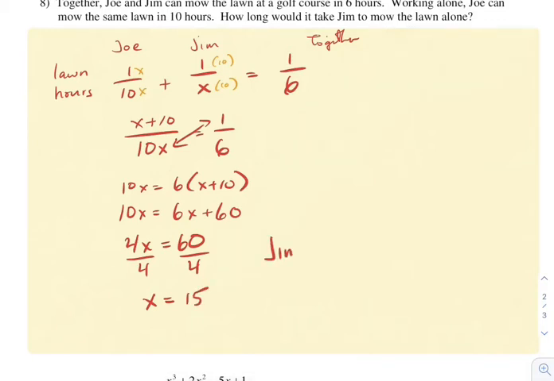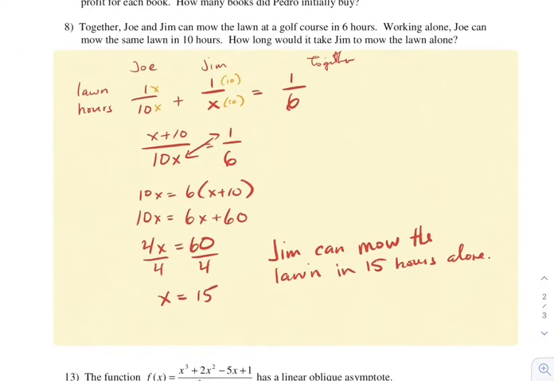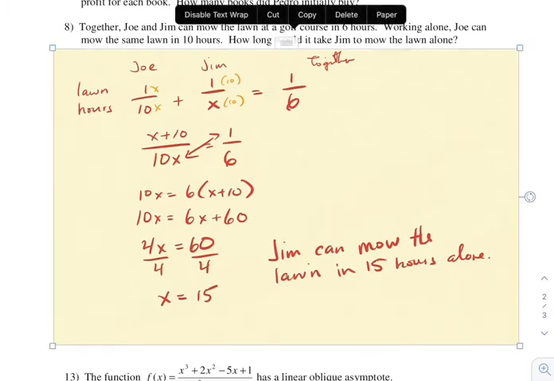So Jim can mow the lawn in 15 hours alone. That is one heck of a lawn. But that's how those ones are done. So individuals and together. There's one in your book about 2 machines working together with chocolates or something like that, so have a look at that one as well. But that's that one. Keep rolling along. Pause it at any time that you need to look at any work.